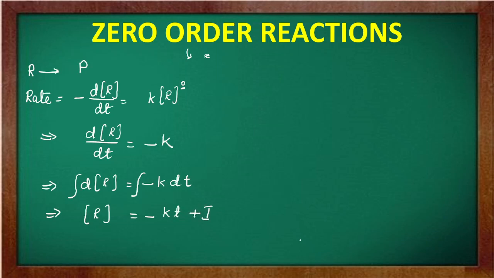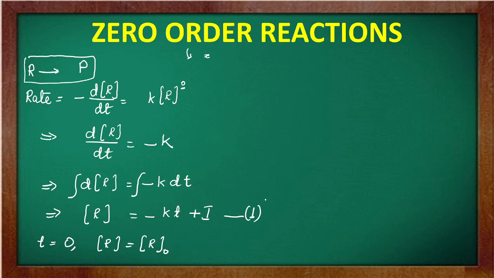So now, suppose you have considered a reaction R is changing to P, and you consider that the reaction has not started. If the reaction has not started, what will the value of t be? It will be 0. And what will the concentration of R be? If the reaction has not started, the concentration of R will remain as much as you took in the beginning. So your [R] will be [R]0. Now just substitute these values in equation 1 and let us see what we get.